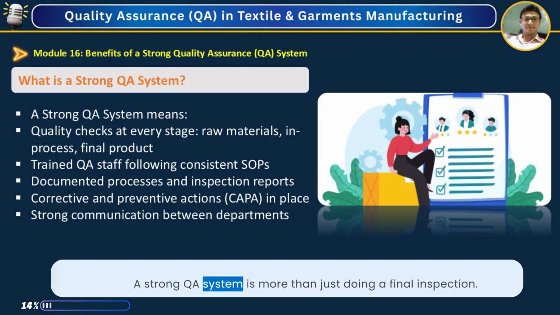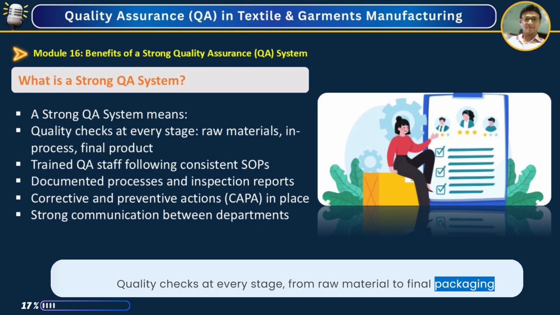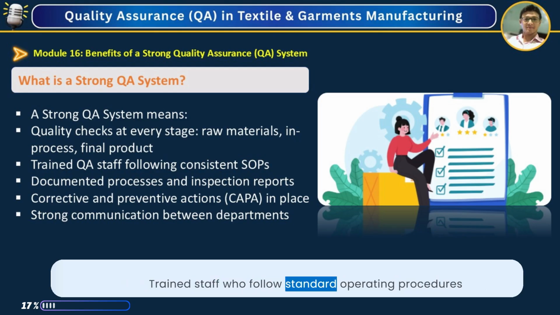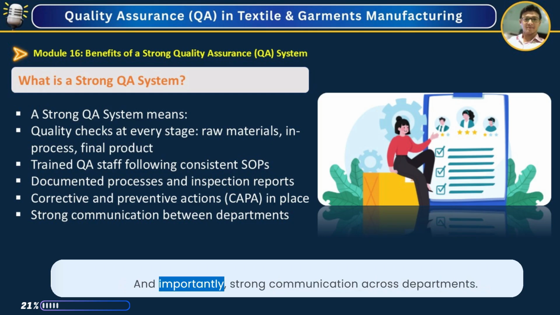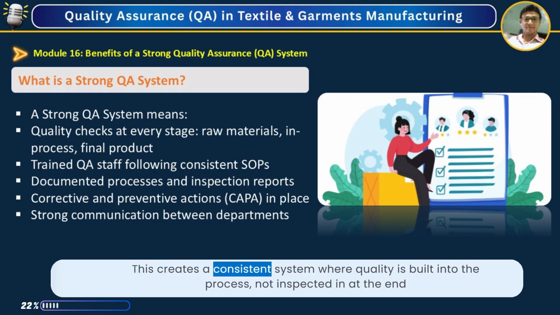What is a strong QA system? A strong QA system is more than just doing a final inspection. It includes quality checks at every stage, from raw material to final packaging, trained staff who follow standard operating procedures, proper documentation and inspection reporting, corrective and preventive action processes, also known as CAPA, and importantly, strong communication across departments. This creates a consistent system where quality is built into the process, not inspected in at the end.